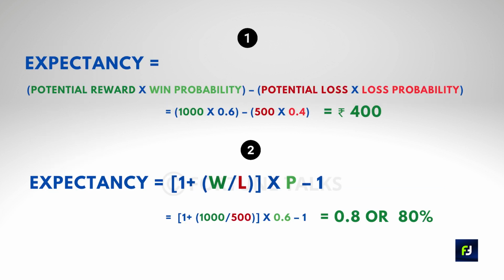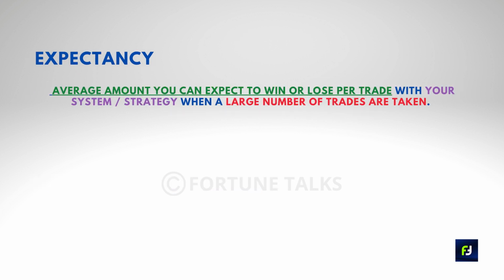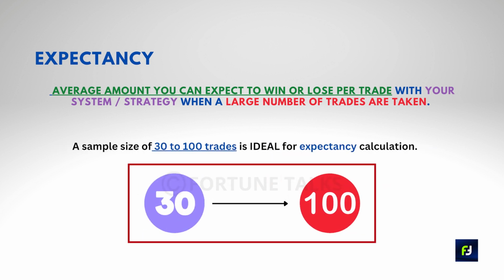Now apply these figures to the trade expectancy formula and the expectancy will come out to be 400 rupees using the first formula or 0.80 or 80% using the second formula. In this example, the expectancy of your trading system is 80% or 400 rupees, which is a positive expectancy. Now, what does this number actually mean? It is simply the average amount that you can expect to win or lose per trade with your system or strategy when a large number of trades are taken. Ideally, a sample size of 30 to 100 trades is perfect for expectancy calculation.